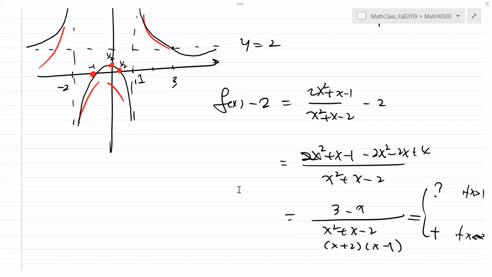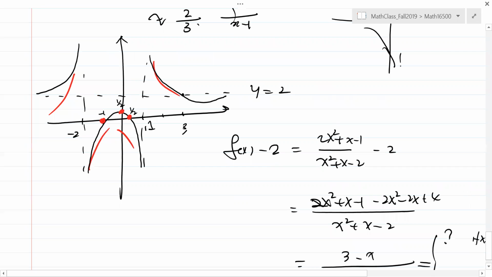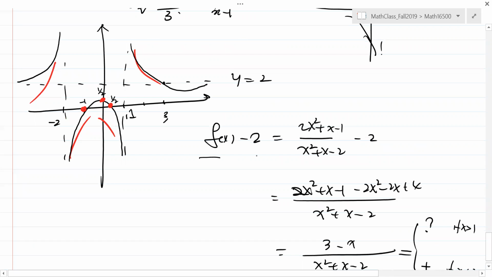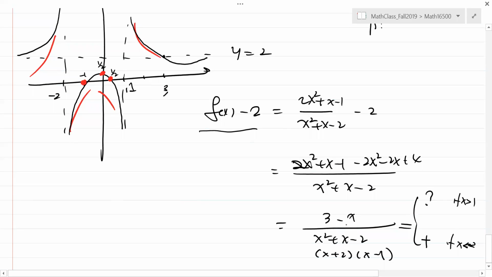So it's possible that the difference is negative. But on the left hand side it's positive. It's above the horizontal line. But here it's possible, if it's negative, that means it goes below the horizontal asymptote. But for x between -2 and 1, the numerator is positive and the denominator is negative. So that's why f of x is smaller than 2.